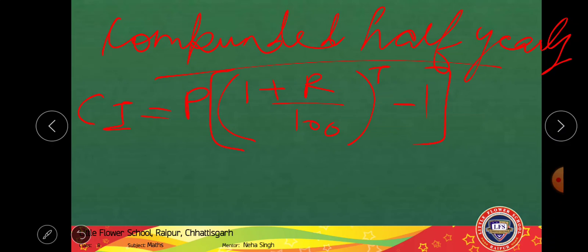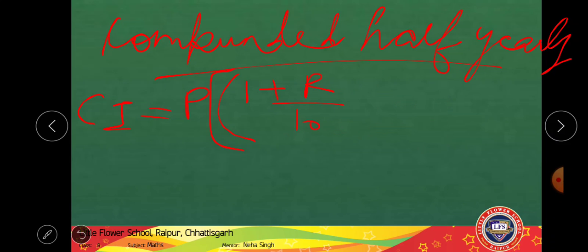This was the formula we were using earlier. The only difference is now here instead of 100 it will be 200 and here instead of T it will be 2T. That is, the rate will be divided by 2 and time will be multiplied by 2, right? So the formula for compounded half yearly compound interest will be CI equals P into 1 plus R upon 200 whole power 2T, minus 1. Understood? So this was the formula for compound interest.